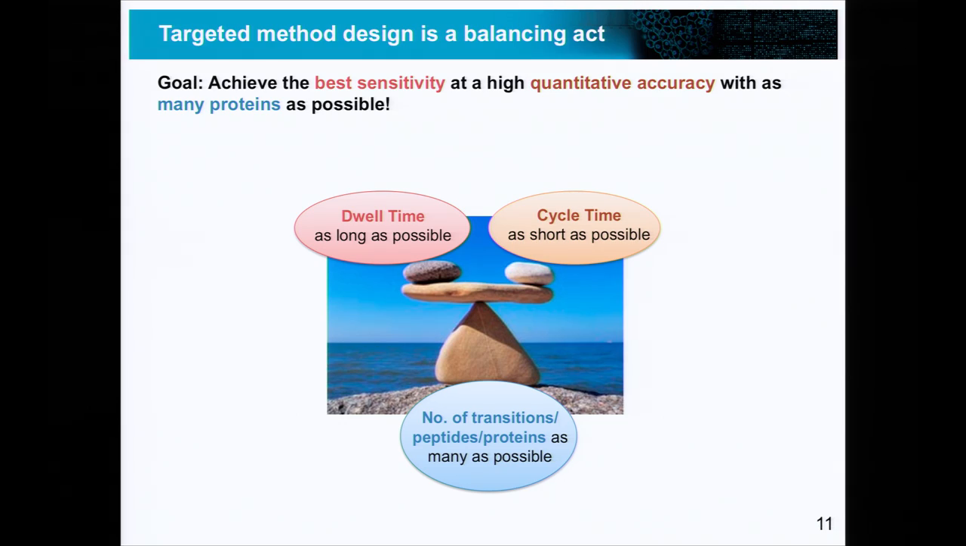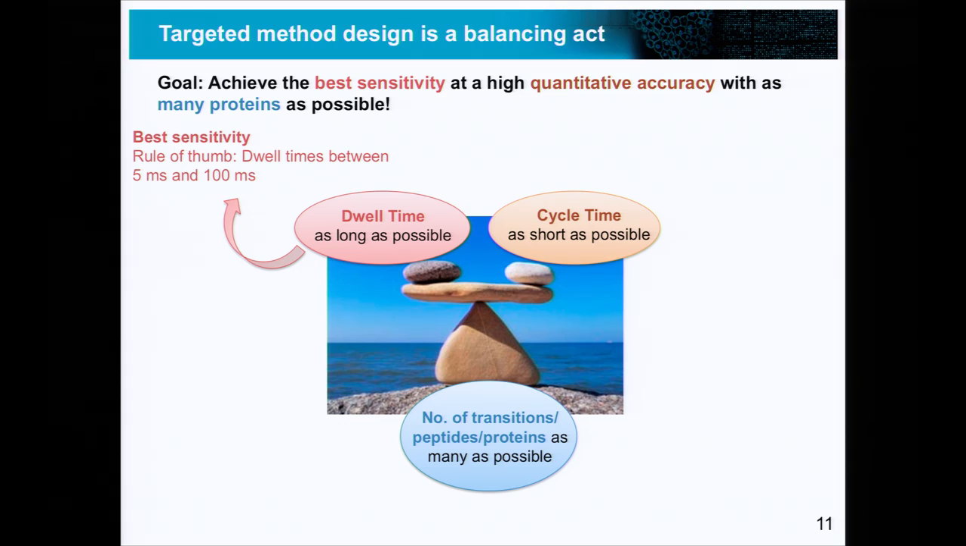And if you want to be very sensitive, the dwell time, the time you give the instrument for a specific transition, should be long, because then you can nicely detect small peaks above the noise. And the rule of thumb, what people often apply when they work with triple quadrupole mass spectrometers, is that this dwell time is somewhere in the range between 5 milliseconds and 100 milliseconds.